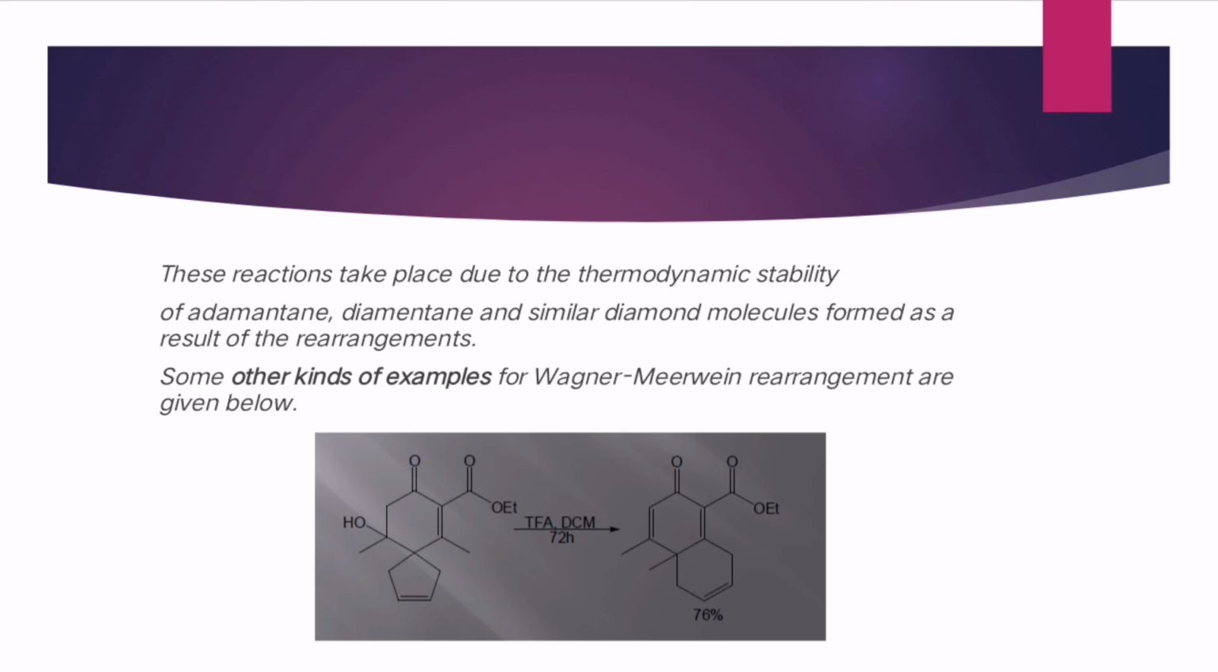As we can see here, we have this ring. It is going to rearrange in the form of this. Here this bond is going to break and these two bonds are going to attach, which results in the formation of this 6-membered ring.